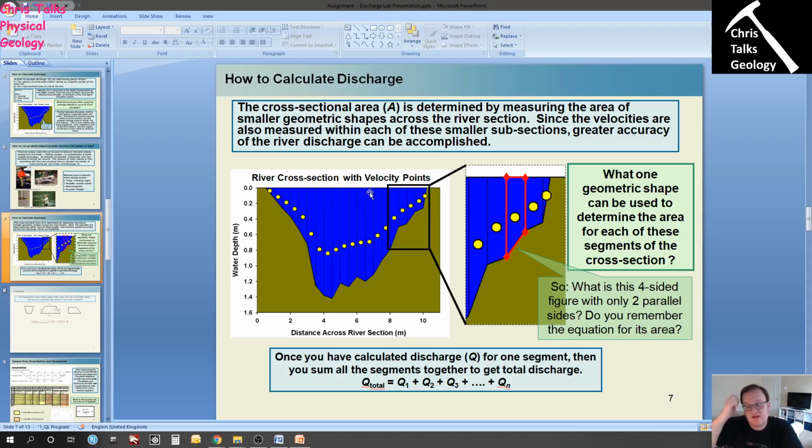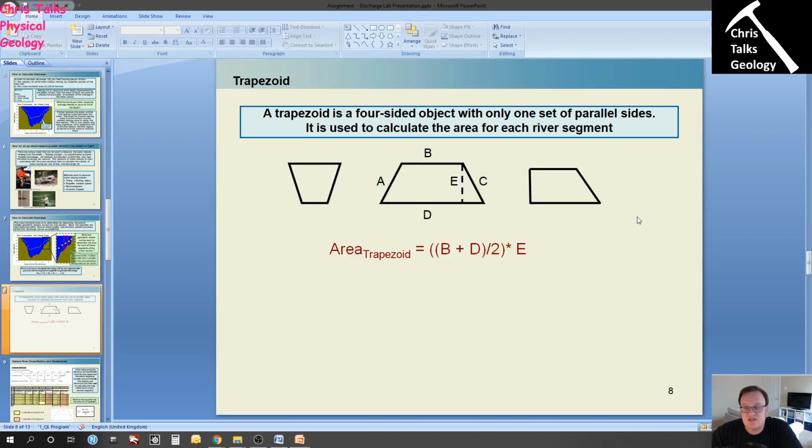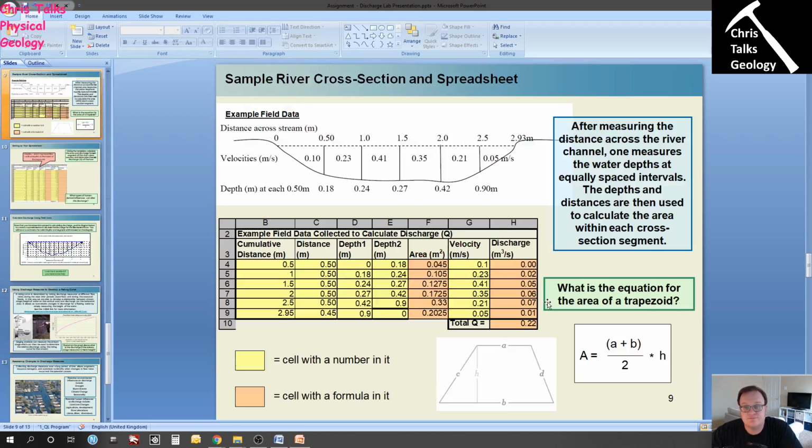So the final remaining question is how do we calculate the area for each slice? Because you can quite clearly see this isn't a rectangle or a square. So the way we do it is we actually calculate the area based on a trapezoid. Okay, so a trapezoid is simply b plus d divided by 2 multiplied by e. It's a relatively simple calculation. So the question then becomes, well, where do we get the information to fill out the missing values?